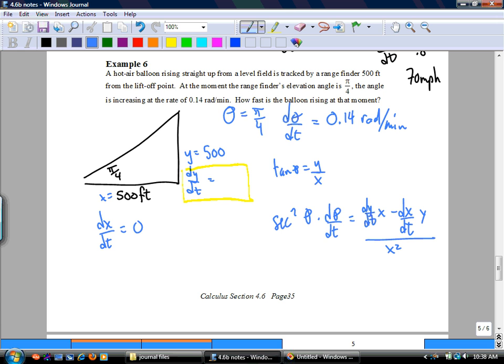Hey, Mr. App, haven't we done this before? So, secant squared theta, secant squared of pi over 4.